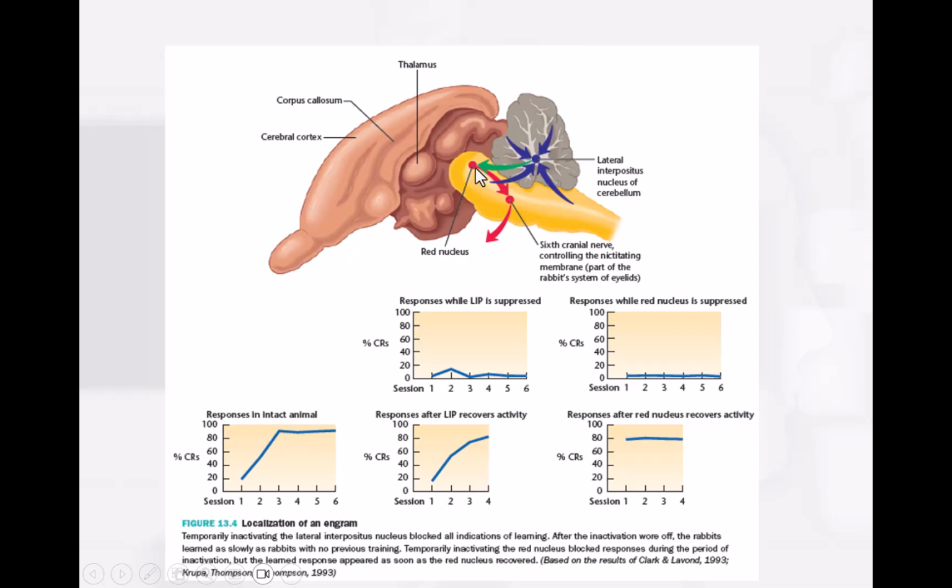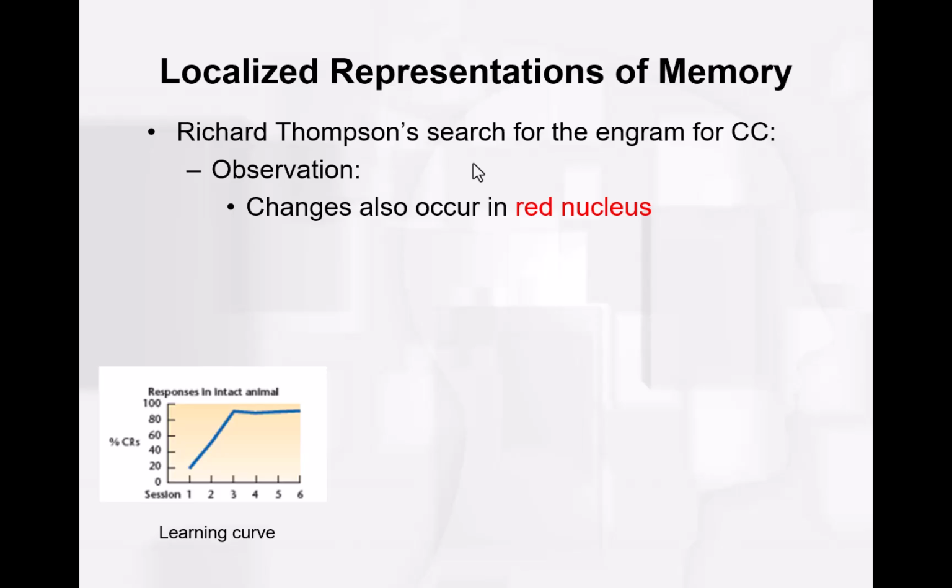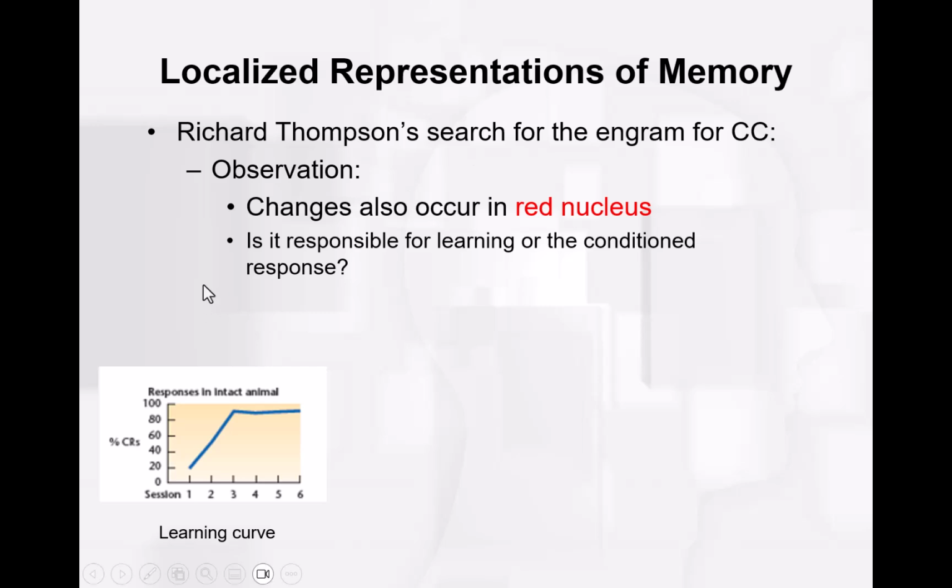Now, another area that they saw some activity in was the red nucleus. So they knew that there were changes in this red nucleus. The question is, again, is it responsible for the learning or the conditioned response? Maybe one area wasn't responsible for the learning, maybe it wasn't just the LIP. So again, we had an animal that was intact. And then they also had some studies, like the video linked in the module pages, where I believe they actually removed the red nucleus.